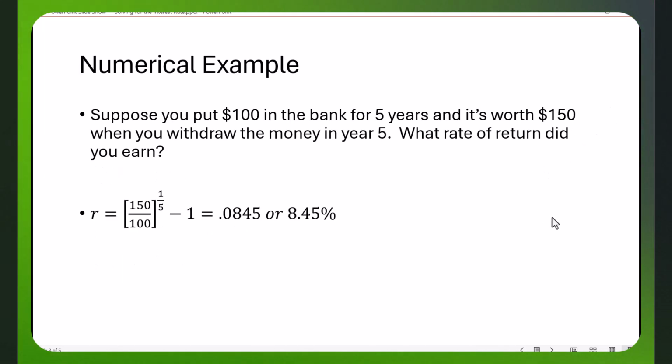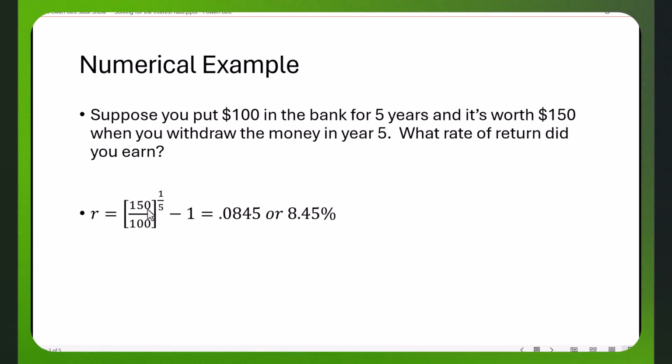So suppose you put $100 in the bank for 5 years and you want it to be worth $150 when you withdraw it in year 5. What rate of return did you earn, or do you need to earn in order to get that? So you can look at it from two ways. I want it to be worth $150. What rate of return do I need so that it will be worth $150? Or you can say I put $100 in the bank and it's worth $150 5 years later. What return did I earn?